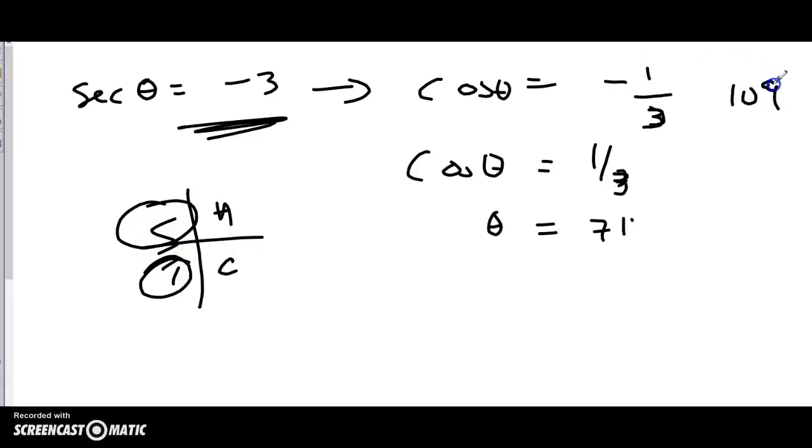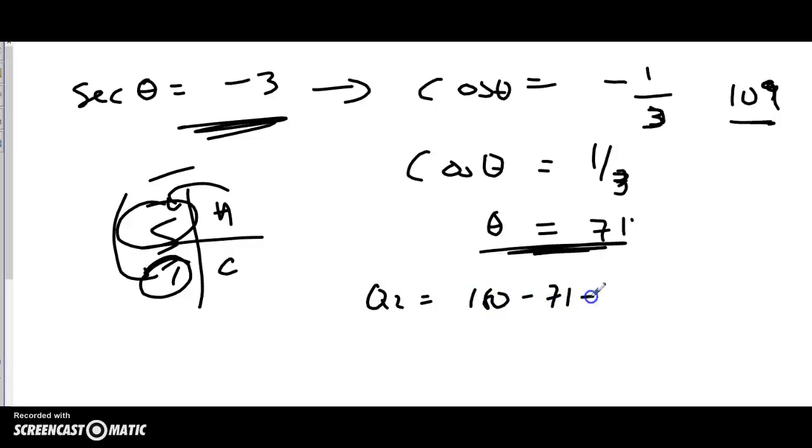But the truth is, I don't really want my answer in quadrant 2. I want my answer in quadrant 1, and then I'll move it to quadrant 2 and quadrant 3 anyway. If you get 109, what you're going to have to do anyway is move it to quadrant 1 and then move it to quadrant 3. Okay, so what I do is this. This is my answer in quadrant 1. To get to quadrant 2, it's 180 minus 71, which will give me 109, which is my answer.